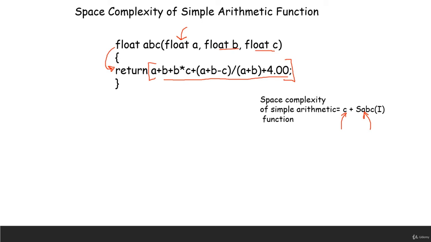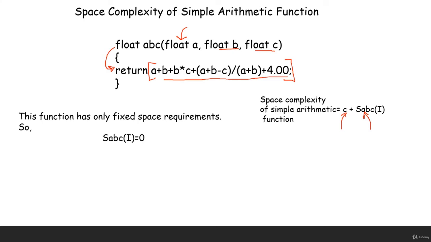As you can see, once the values are passed through the parameters, it is calculating the result of certain operations on them and returning it. So here it will have only the fixed space requirement. Why? Because once the values accepted through these parameters are stored somewhere, it is not going to change at any instance. It does not depend on the size of the program. That's why here the space complexity will be only C, meaning C plus 0. So it has only the fixed space requirement. This is the conclusion of the whole program. This is how the space complexity of a simple arithmetic function is calculated.